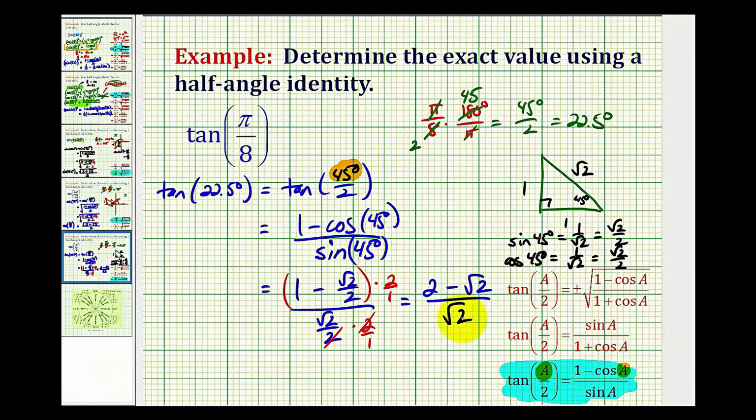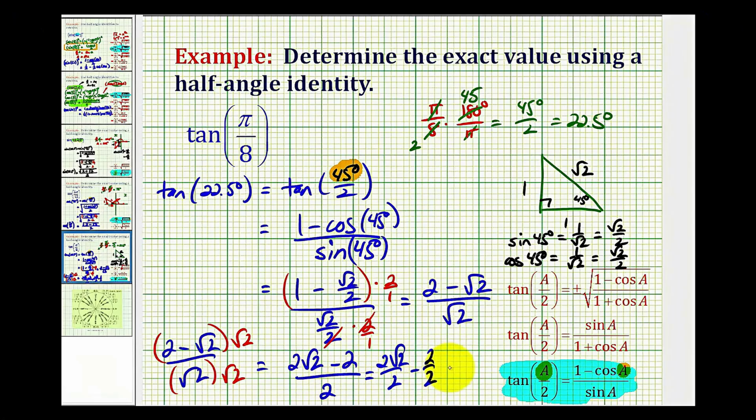So the last thing we probably want to do is rationalize the denominator. So let's go ahead and rewrite this. We have 2 minus square root 2 all over square root 2. And now we'll multiply the denominator by square root 2 and the numerator by square root 2. So we're going to have 2 square root 2 and then minus 2 divided by 2. And then we can rewrite this as 2 square root 2 all over 2 minus 2 over 2, which simplifies nicely to square root 2 minus 1.